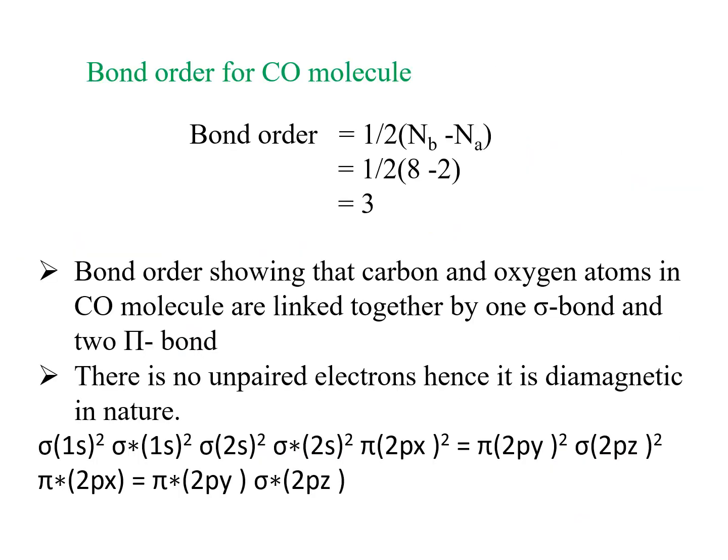By constructing the molecular orbital diagram, we can calculate the bond order for the CO molecule. The bond order would be 3, so C triple bond O. The bond order shows that the carbon and oxygen atoms in the CO molecule are linked together by 1 sigma bond and 2 pi bonds. There are no unpaired electrons, hence it is diamagnetic in nature. This is the relative bond energy of the CO molecule.